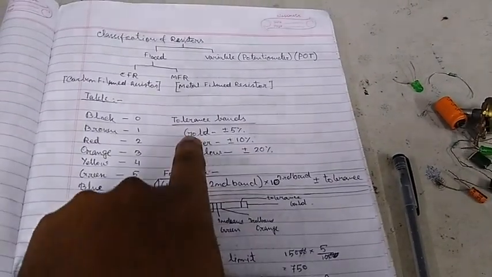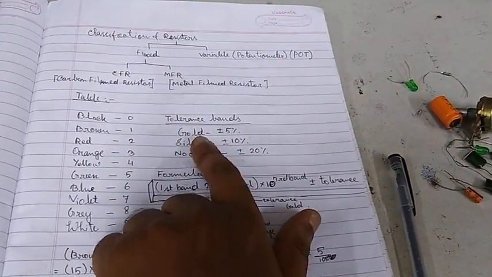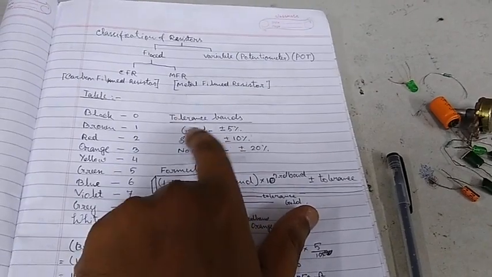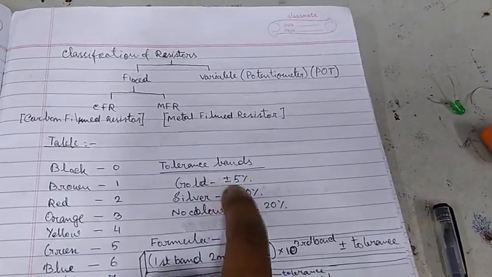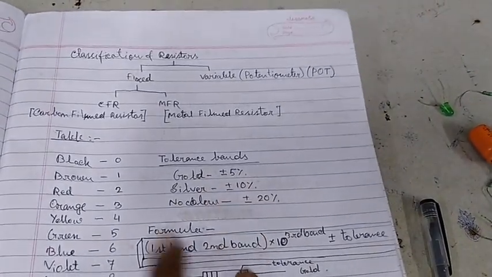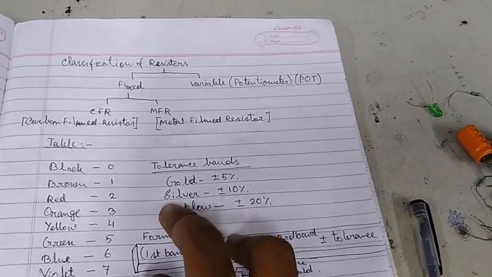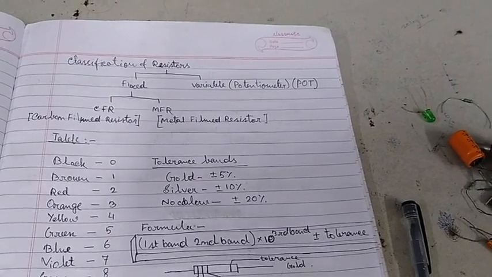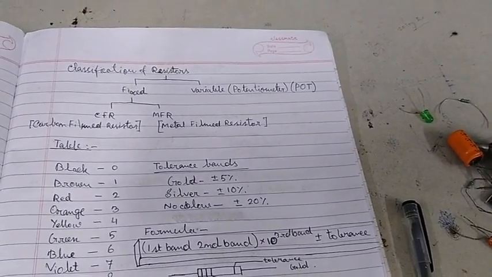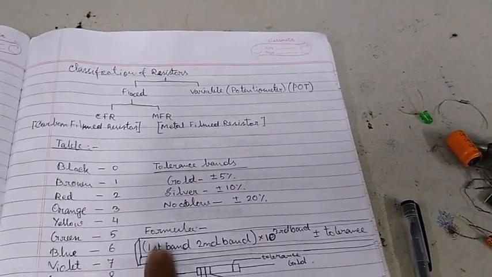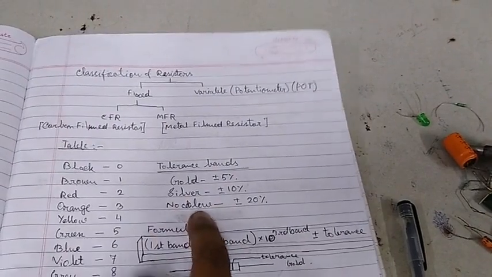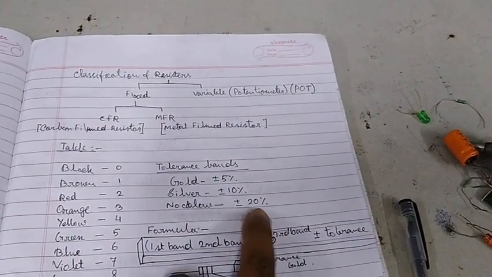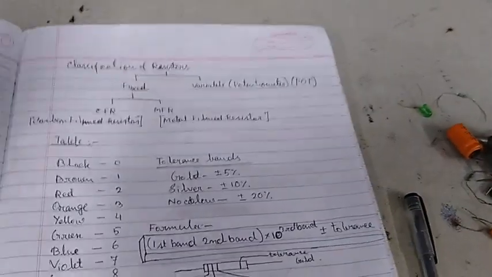Now if a resistor contains the gold color as tolerance band, the fluctuation will be very less, 5%. The silver color tolerance is 10%, and that means it will differ 10% from the actual value. And if there is not any tolerance band or color, then the fluctuation will be 20%.